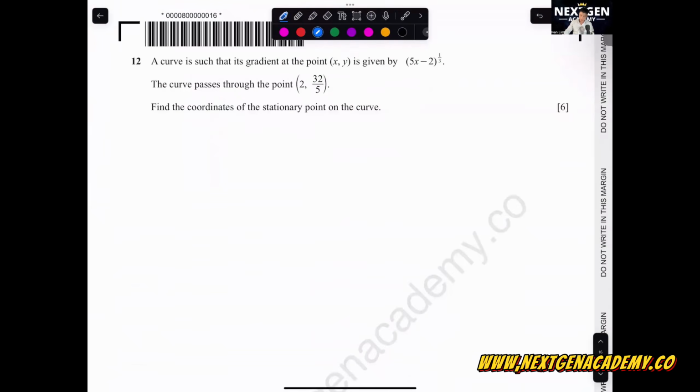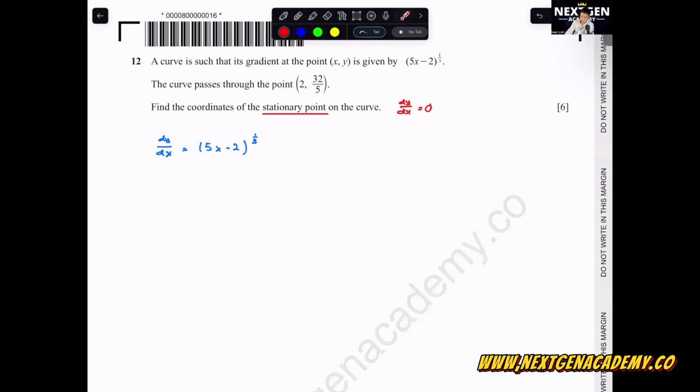A curve is such that its gradient at the point (x, y) is given by (5x minus 2) to the power of 1 over 3. The curve passes through (2, 32 over 5). Find the coordinates of the stationary point of the curve. Gradient means dy over dx is (5x minus 2) to the power of 1 over 3. To find the coordinates of the stationary point, it will be x and y, and dy over dx is equal to 0, right? Stationary point, dy over dx equals 0.